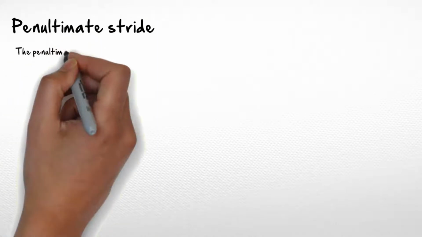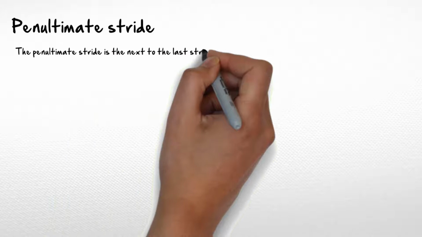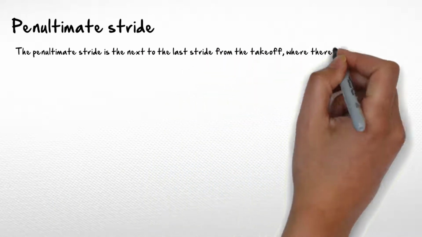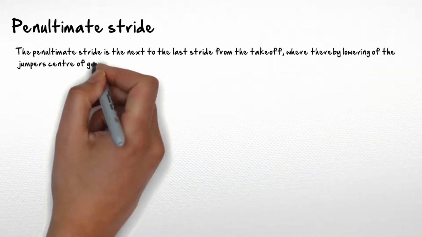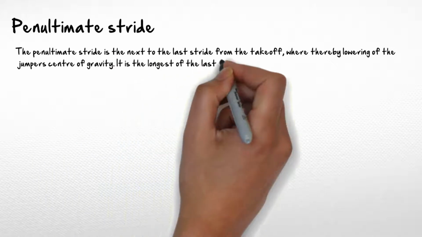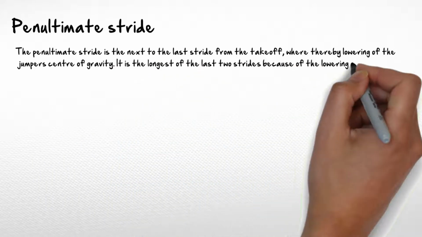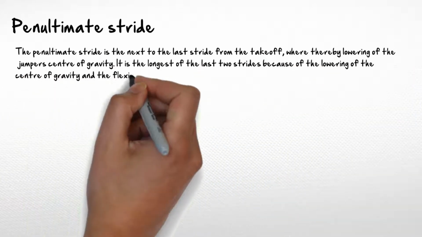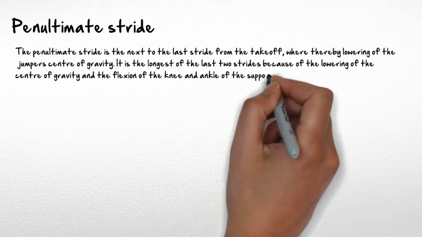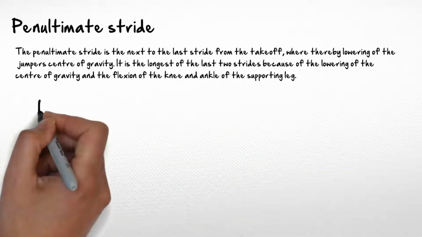Penultimate stride. The penultimate stride is the next to last stride before the takeoff, thereby lowering the jumper's center of gravity. It is the longest of the last two strides because of the lowering of the center of gravity and the flexion of the knee and the ankle of the supporting leg.